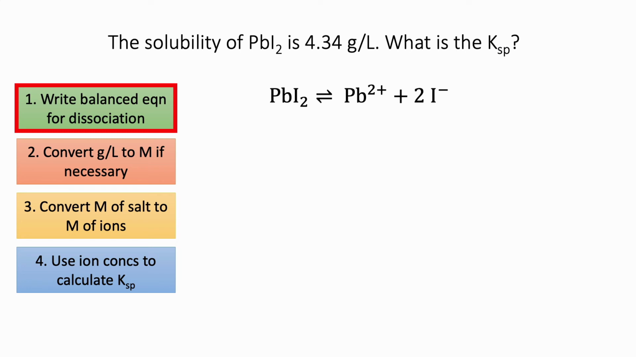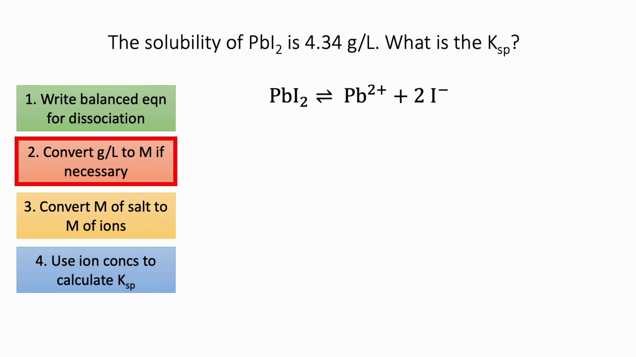So the first step is to write our balanced equation for dissociation. And we're going to have lead iodide dissociating to form lead 2 plus and 2I minus. The next step is to convert our solubility to molar solubility.